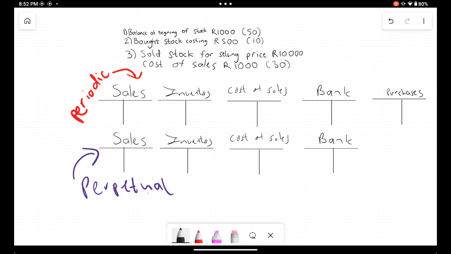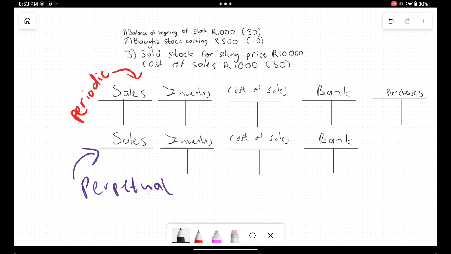Just for more clarification, if you have a return, say you return 100 rand worth of stock. For the periodic, it'll be debit... let me think. Wait, when you bought stock, it's debit purchases. So it'll be debit bank, credit purchases. If you return stock, it'll affect the purchases account when doing the periodic. For the perpetual, it'll be debit bank, credit inventory.